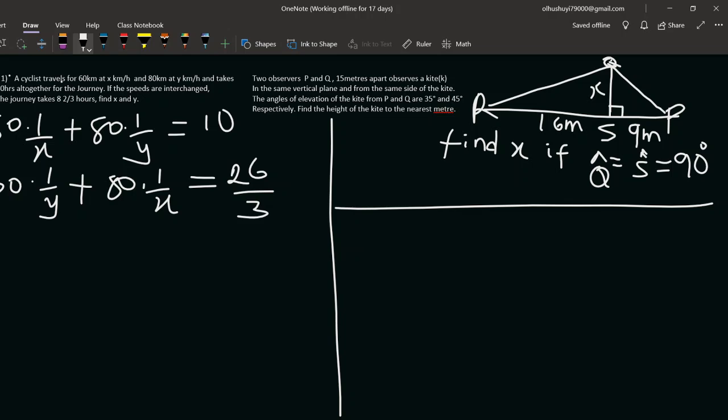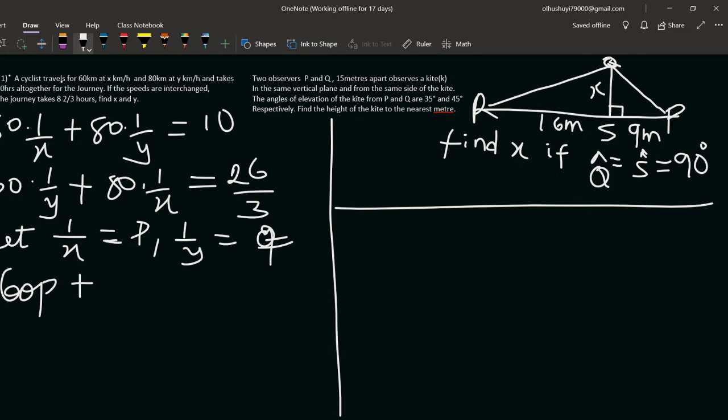So here, to make our work easier, let 1 over x be equal to p, and 1 over y be equal to q. We're going to have the first equation to be 60p plus 80q is equal to 10.